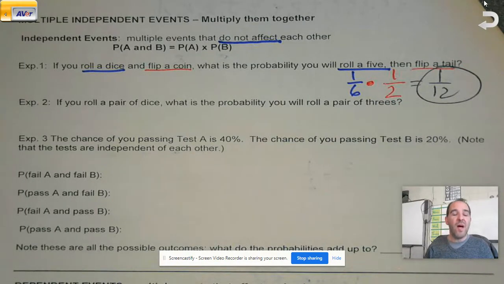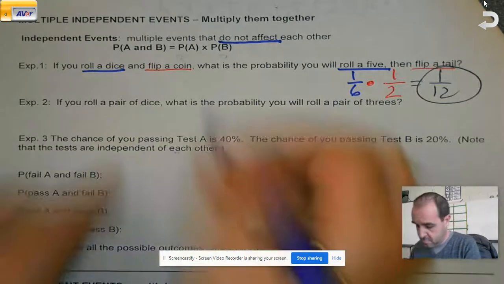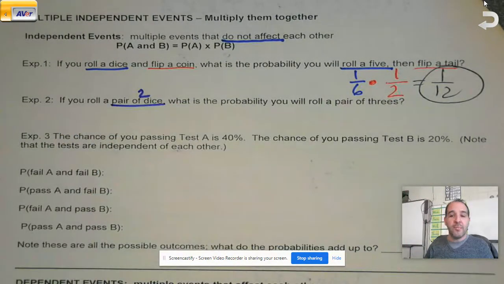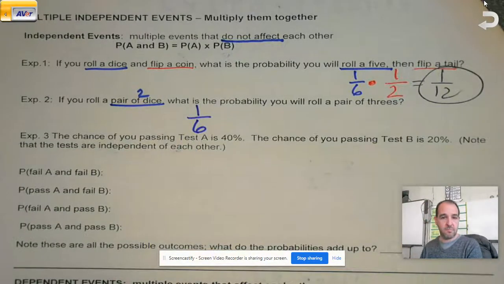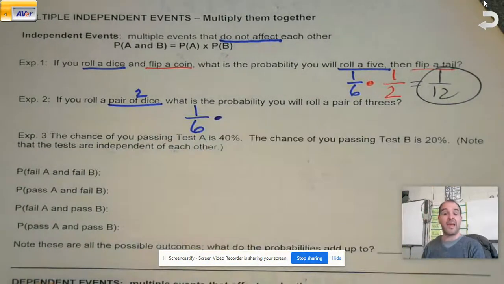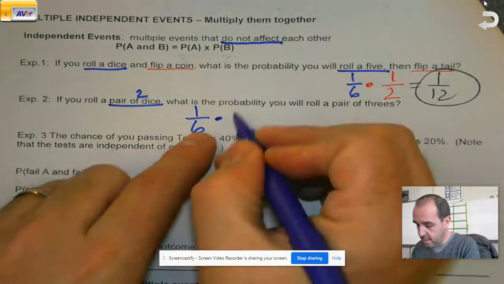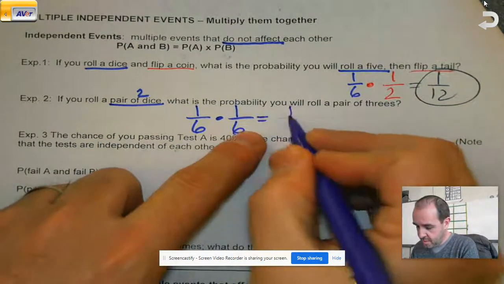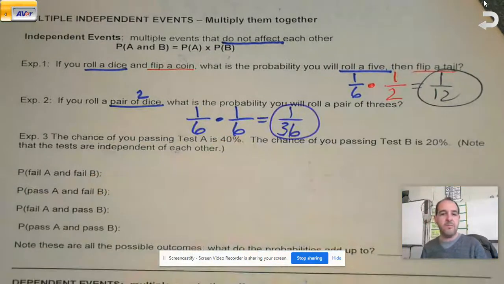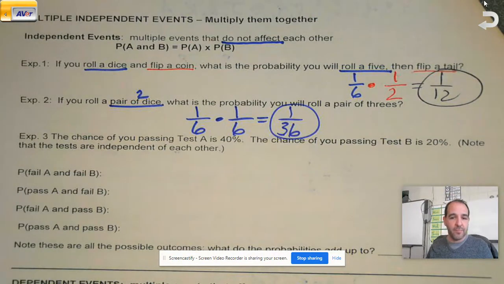Okay. If you roll a pair of dice, 2 dice, what's the probability you'll roll a pair of 3s? Okay, each one is separate. The first time I roll a die, there's 1 3 out of 6. The second time I roll, again, totally independent. What happened on the first die has nothing to do with what happens on the second one. There's also a chance of 1 out of 6 of that happening. So the probability of you getting a pair of 3s would be 1/6 times 1/6, or 1/36. And we go with that.